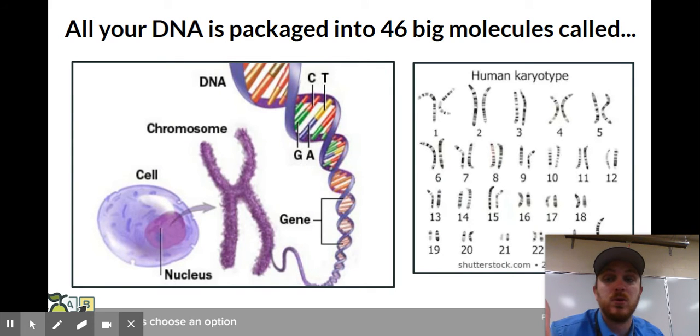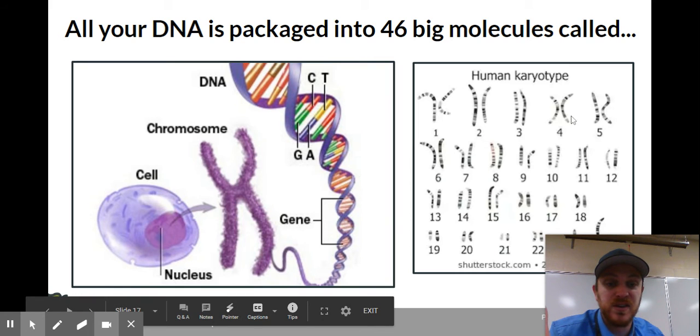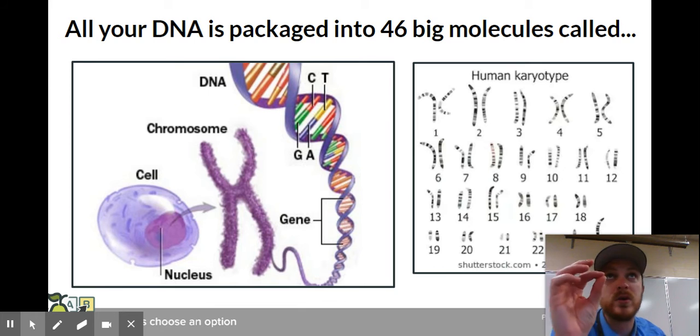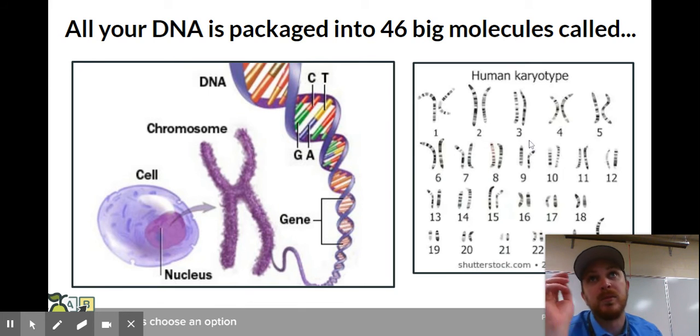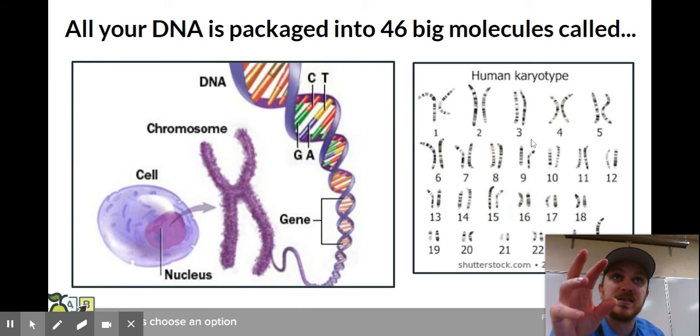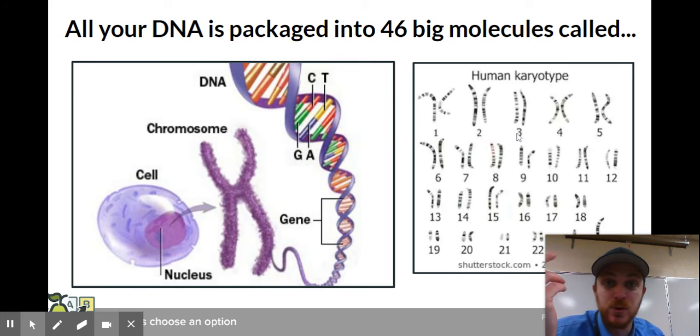Here are the big ones. What are the big ones called? The word is in this picture. These are pictures of them over here. You've got 46 of them. You've got 23 pairs. You get 23 from your mom, you get 23 from your dad. So you have 46, but then you have many, many copies of those 46.